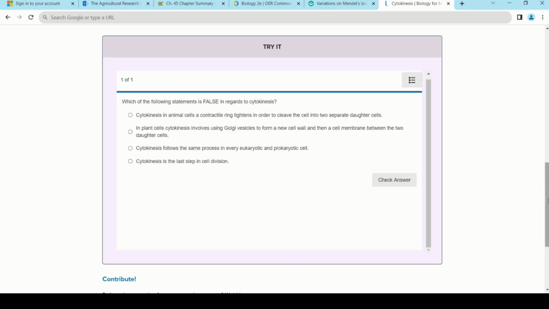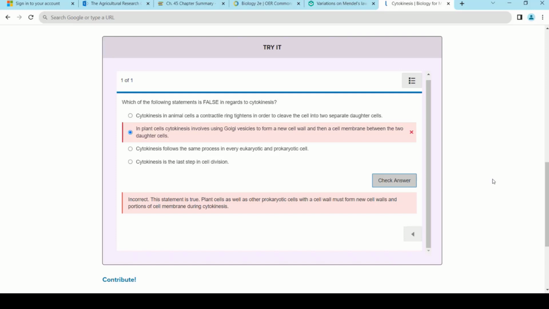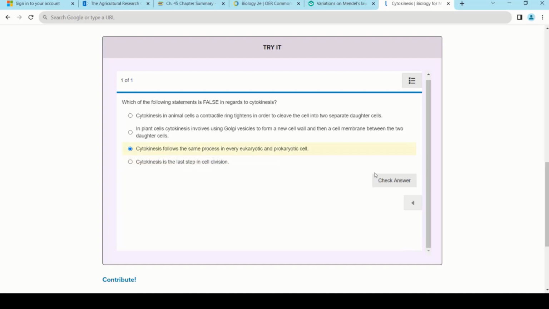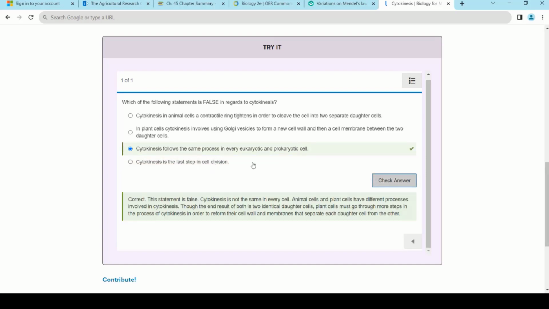Which one do you think it is? Somebody said two. Let's check. Incorrect. The statement is true. Plant cells, as well as other prokaryotic cells, form a new cell wall in the pushing of the cell membrane during cytokinesis. Anybody else? I'm just checking. Even this one is not correct. Also, four is not correct, which means there is one and three which are correct. So cytokinesis follows the same process in every eukaryotic and prokaryotic cell.